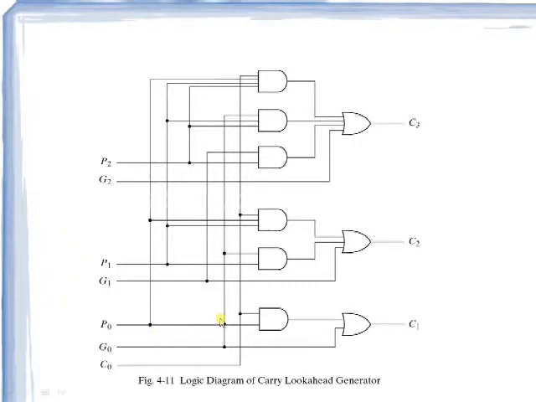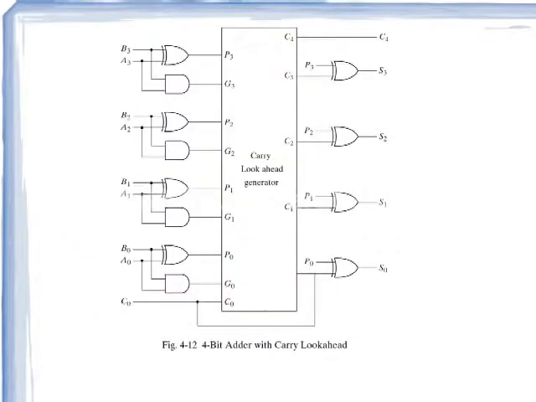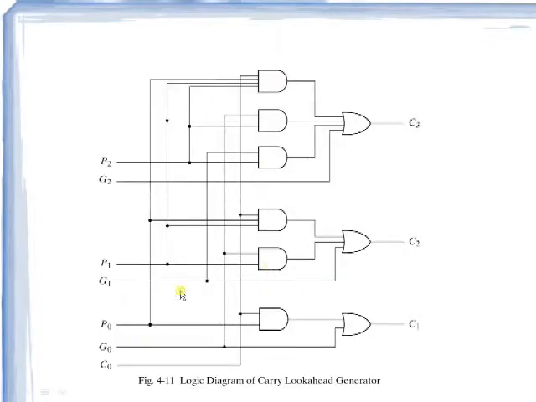Okay, and we are getting C1, C2 and C3. Now let us see how a carry look ahead adder looks like. Now this is what a carry look ahead adder is, and the inputs are A0, B0, A1, B1, A2, B2, A3 and B3 along with the carry, that is the initial carry.